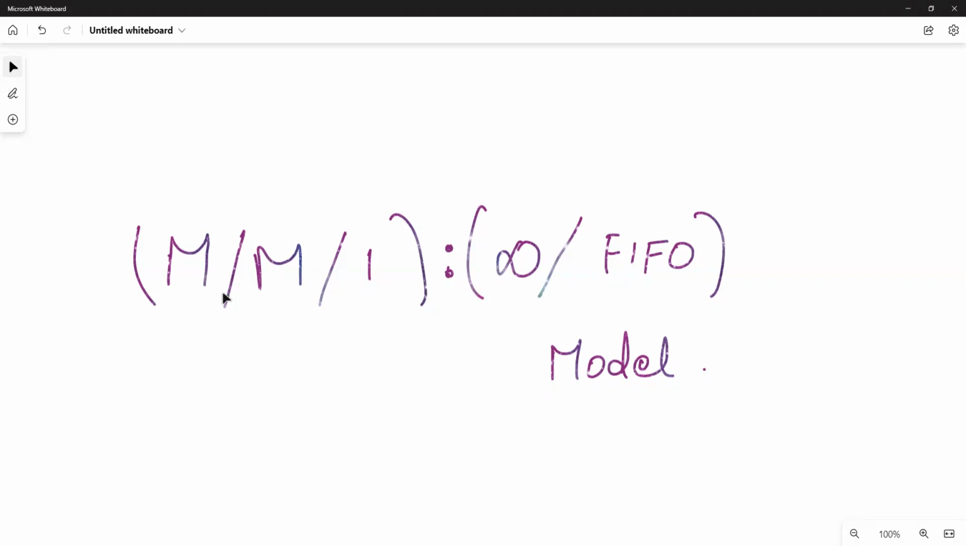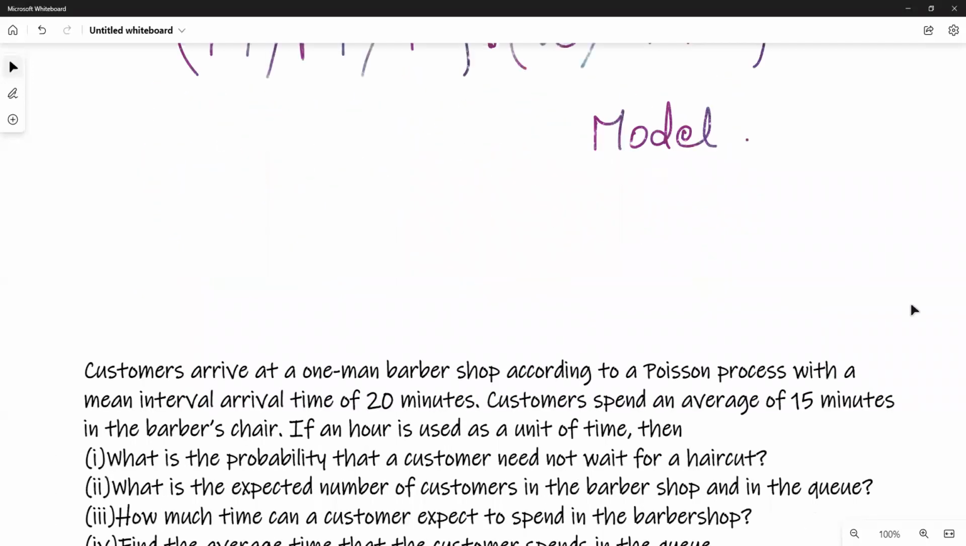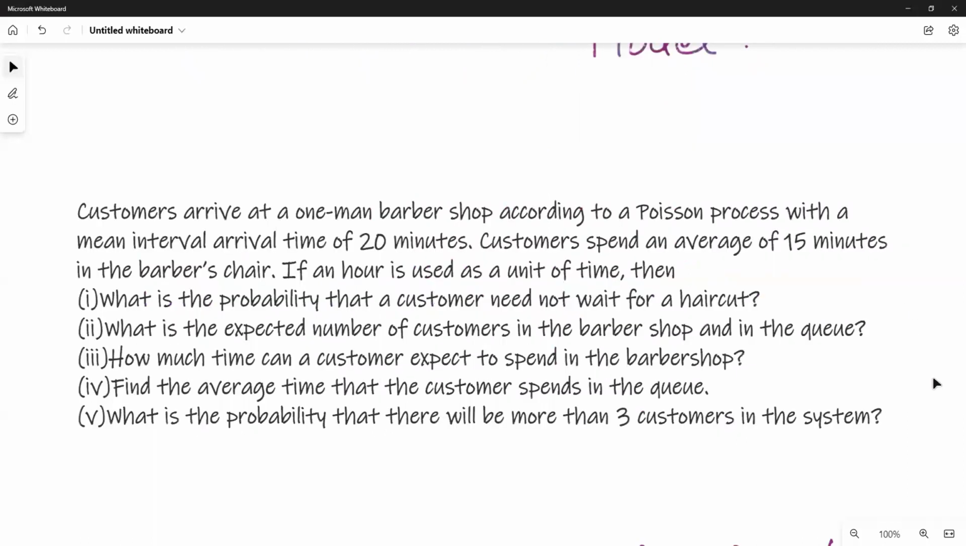In this video, we are going to see how to identify and solve the queuing model M/M/1/infinity/FIFO. This Kendall's notation means what? Single server. This denotes the server. This model is called the single server infinite capacity model. Let us see how to identify this model from the problem and how to solve the problem.